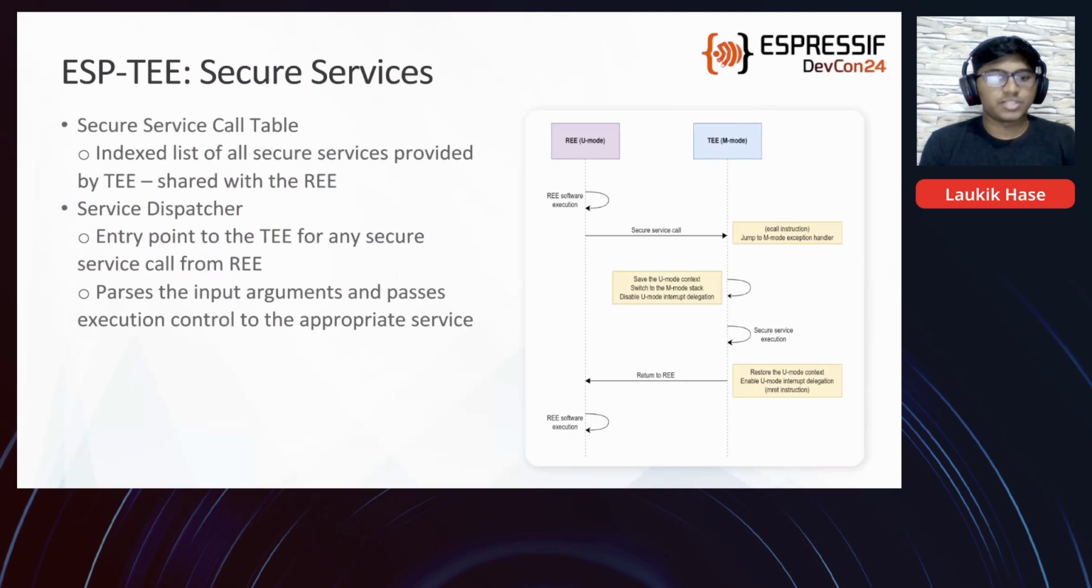Next, we have the secure service dispatcher. This passes the input arguments and passes the control to the appropriate service for execution. Once execution completes, we restore the REE stack, enable interrupt delegation, and switch back to the REE at the interrupted point using the MRET instruction.